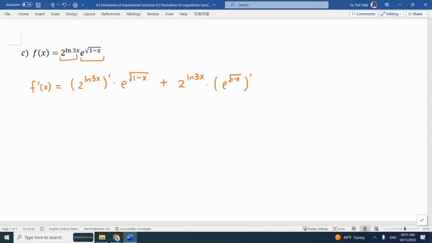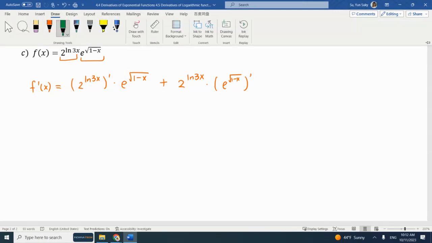And then the next one, we're going to differentiate this factor. Look at the format: 2 to the something. So this is a composition. By the way, can we cancel 2 and ln? No. 2 is base 2, ln is base e. They don't have the same base. We cannot cancel.